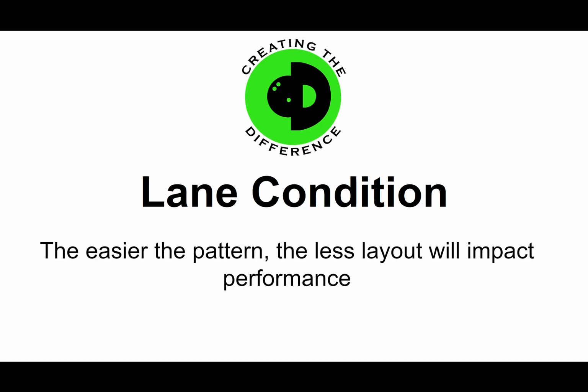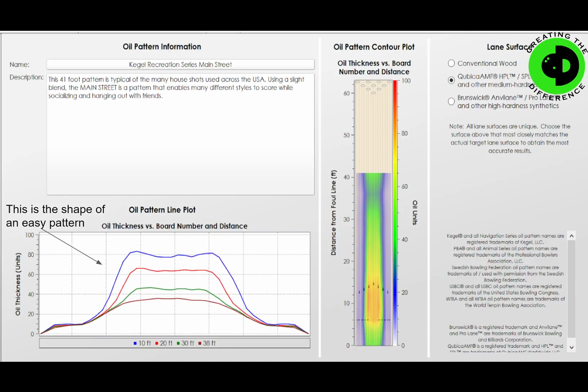Anyway, let's talk a little bit about the lane condition. Basically, the easier the pattern, the less the layout will have a performance impact. That's important to note as well. What we're saying here is that it's important to know what you're bowling on. If you're bowling on a house shot, then you're going to see less of a performance impact from layouts than if you were bowling on a sport shot.